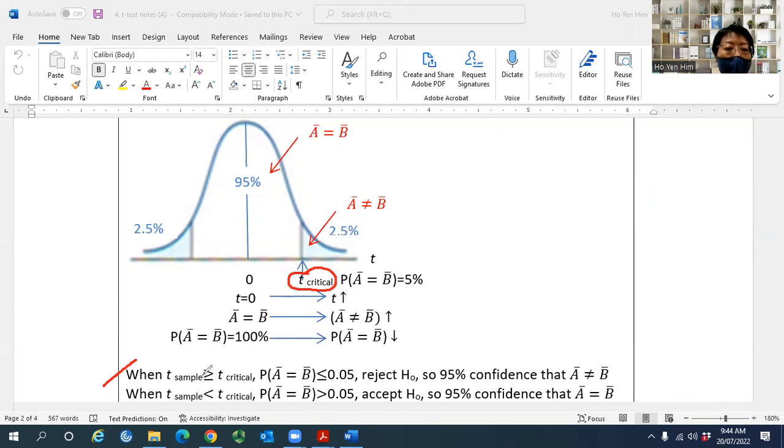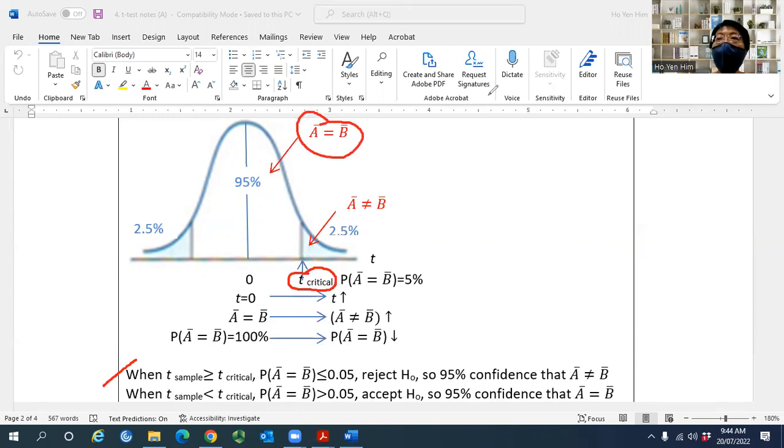So when a sample t-value is equal to or higher than the critical t-value, that means it is located here, and the probability of A equals B will be less than or equal to 0.05. So you reject the null hypothesis. So you have 95% confidence that the mean of A is not equal to the mean of B. So this is the full conclusion that you can make. But when the sample t is less than the critical t, that means the sample t is located in this region here. So that means the probability of the mean of A equals the mean of B is more than 0.05. So we accept the null hypothesis. So we have 95% confidence that the mean of A has no significant difference from the mean of B.